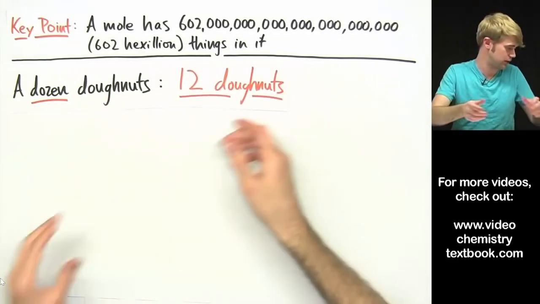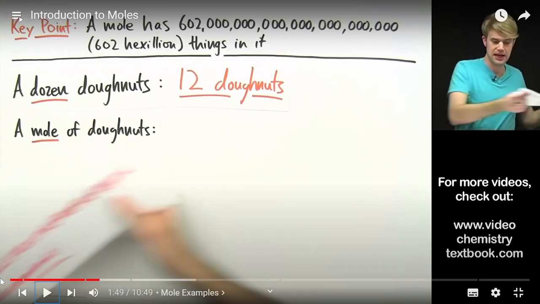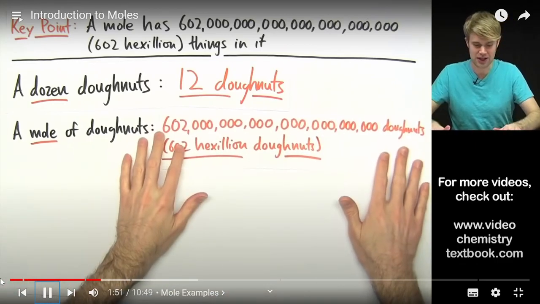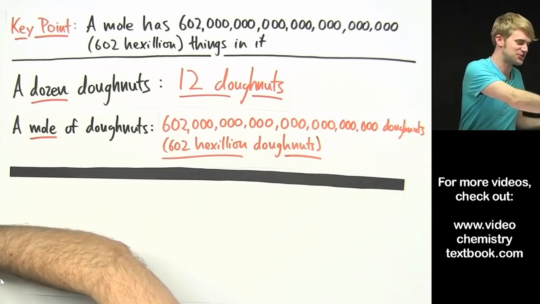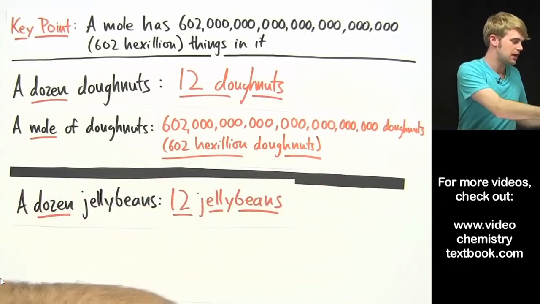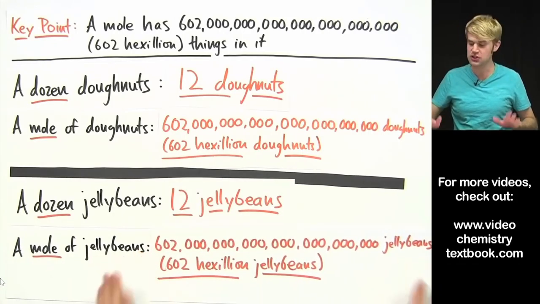Which would be 12 donuts. Or we could have a mole of donuts, which would be how many donuts? 602 with 21 zeros. Or 602 hexillion donuts. Or hey, we could have jelly beans. A dozen jelly beans would be 12 jelly beans. And a mole of jelly beans would be 602 hexillion jelly beans.